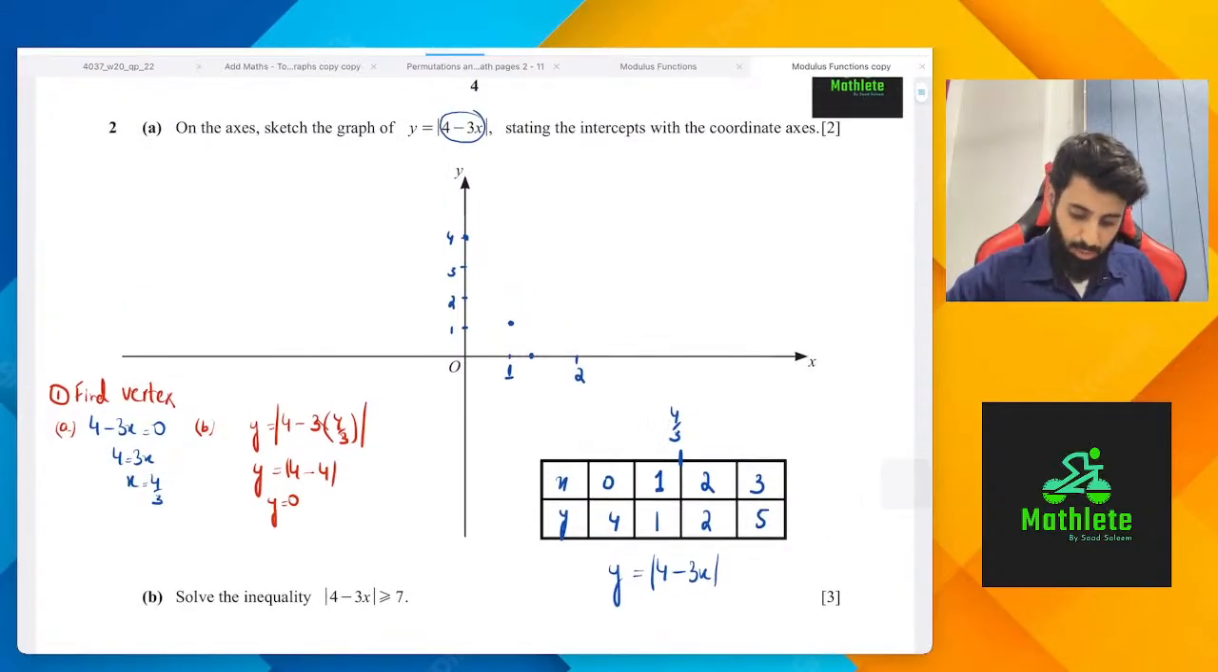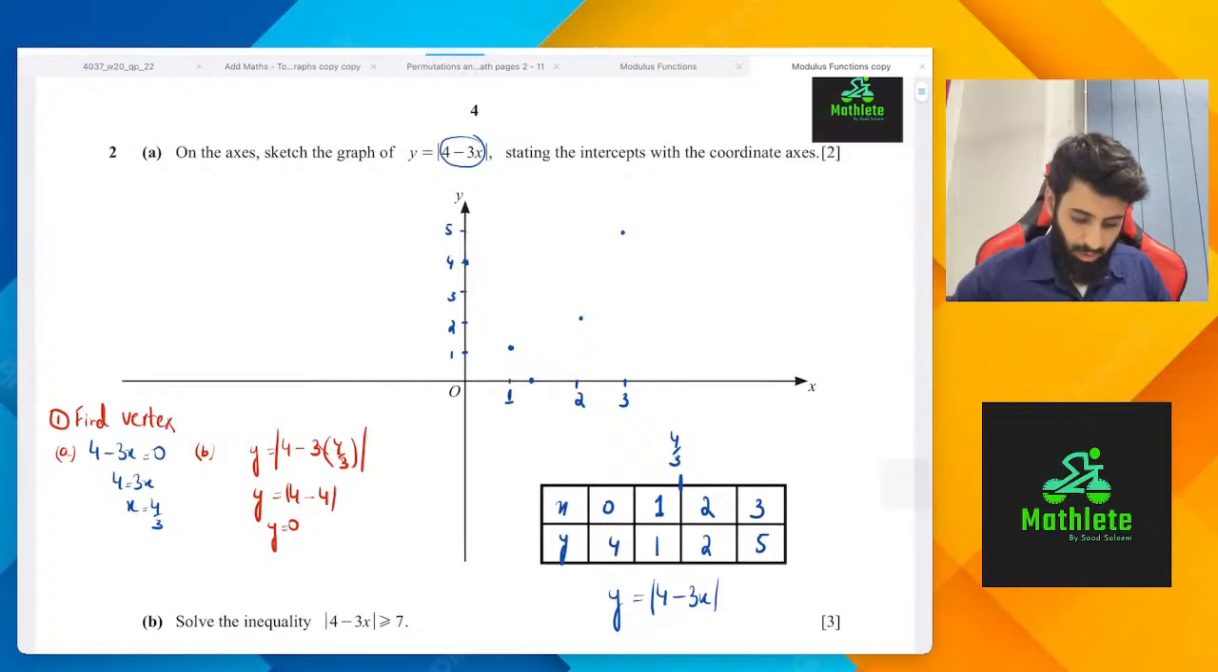So that means at 2, what did we get? At 2, we got 2. Okay, and what did we get when we plugged in 3? When we plugged in 3, we got 5. Okay, so try and make sure that your values are spaced out equally, because that's going to make it easier for you to plot them.